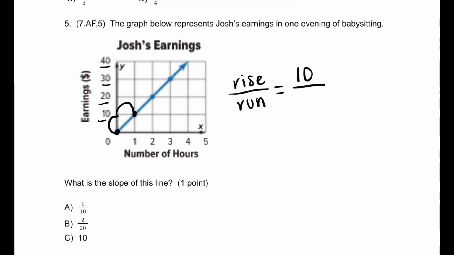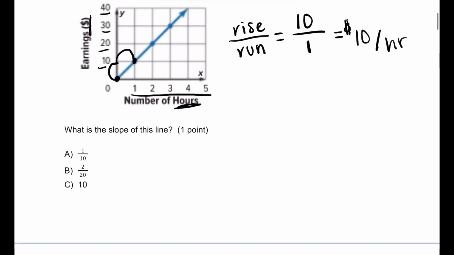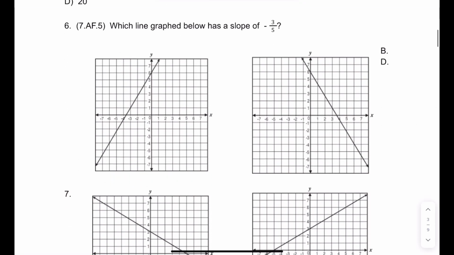My run, when I went to the right, was just 1, and if I look at my X values, those are going by 1, so I'm allowed to go ahead and put 1 here. When I divide that, 10 divided by 1 is just 10, so Josh's earning is $10, because that's your Y, per hour, because that's your X, Y per X. So your answer here is letter C.